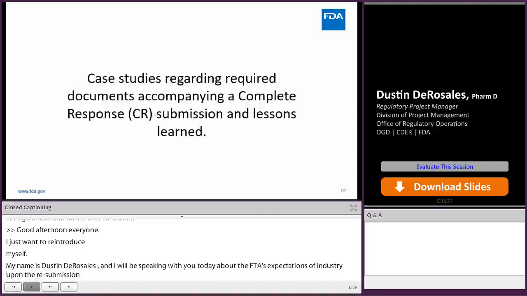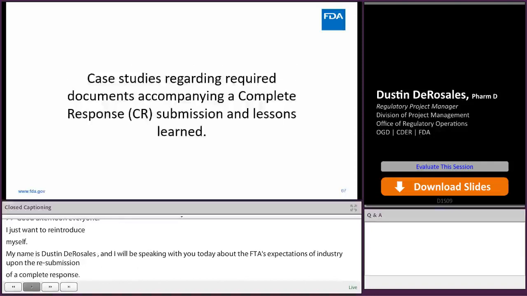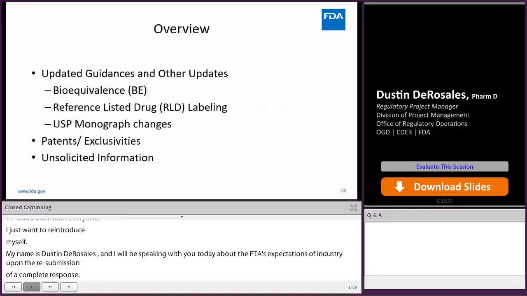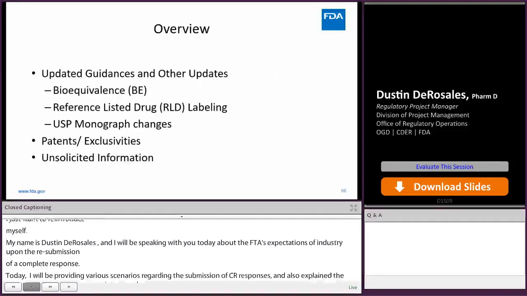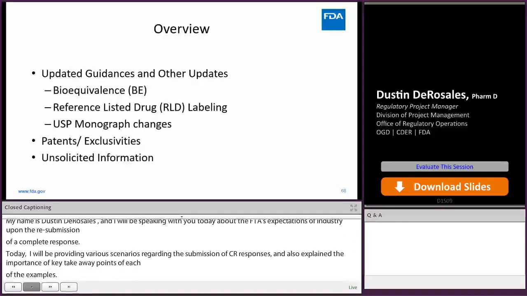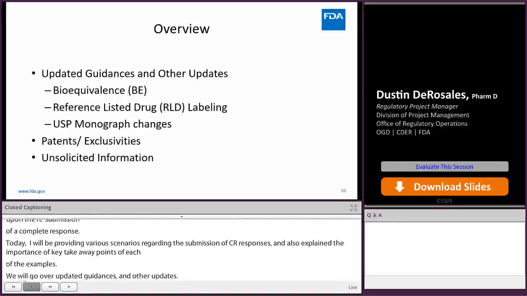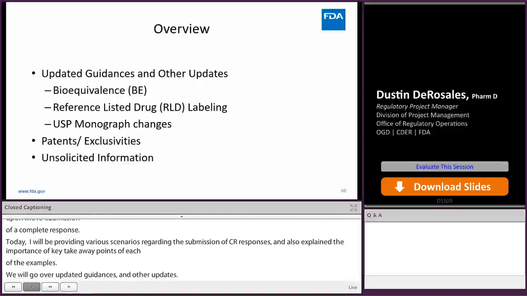Today, I'll be providing various scenarios regarding the submission of CR responses and also explain the importance and key takeaway points of each of the examples. We will go over updated guidances and other updates, as well as patents and exclusivities. Since unsolicited amendments was discussed earlier, I'll not be speaking on this topic during this presentation.